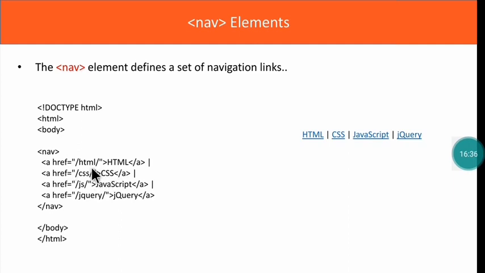Once you place the link of that page, you add the link of the page, then close the nav tag, and this output you will get like this. This is the output. And once you click on these particular menus, then you will directly jump to the page.